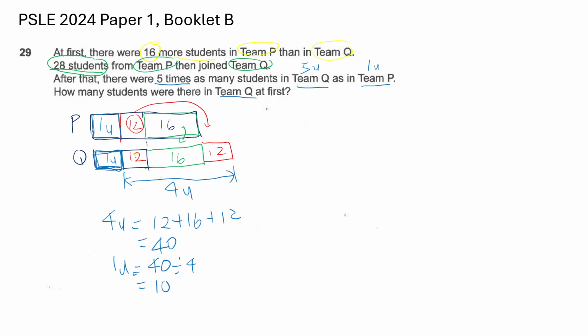So how many students were in Team Q at first? So you go to Team Q. So Team Q is made up of 1 unit and 12 at first. So Team Q has 10 plus 12, so a total of 22 students at first.